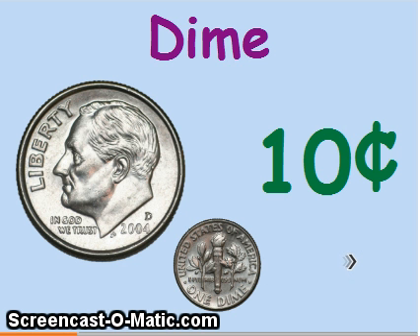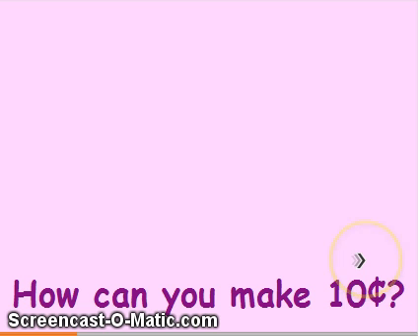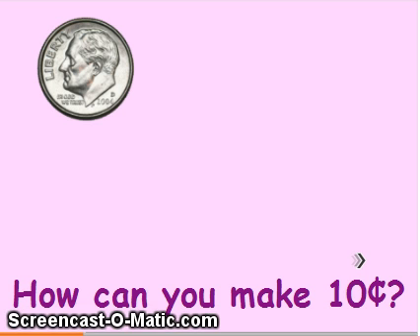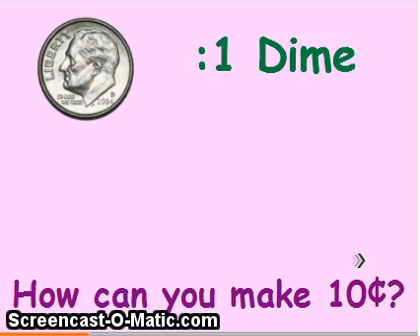Now let's learn about the dime. A dime is worth 10 cents. Can you write down 10 cents on your paper and hold it up in the air? Now, how can you make 10 cents? We've already learned about the nickel, which is worth 5 cents, and the penny, which is worth 1 cent. We can make it using 1 dime, because 1 dime equals 10 cents.